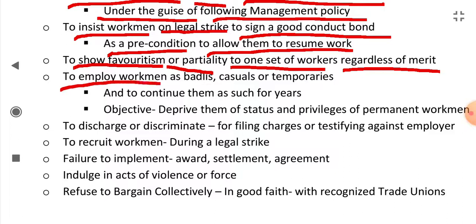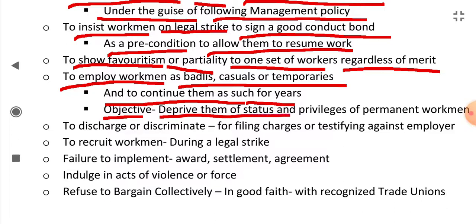To employ workmen as badlis, casuals, or temporaries and to continue them as such for years. The objective is to deprive them of status and privileges of permanent workmen. Okay, what are badlis? If there is a permanent workman and he is absent for some time, then to appoint some other person in place of him, he's called badli.